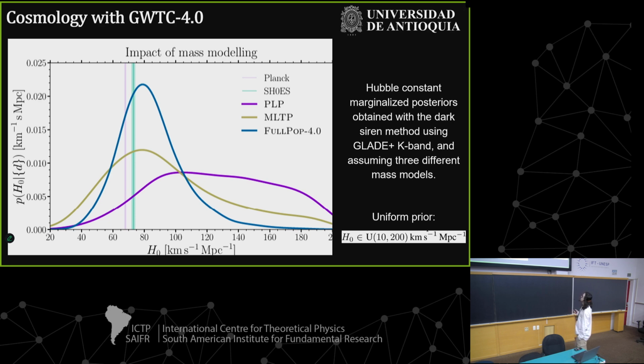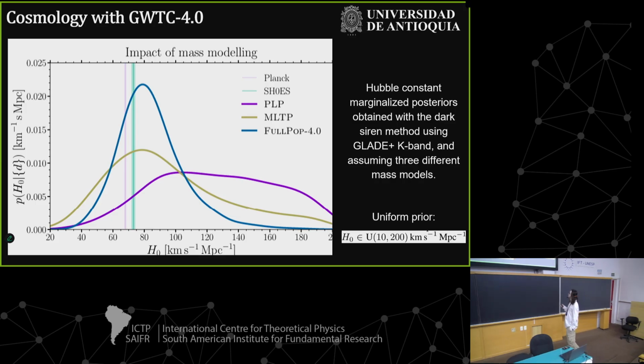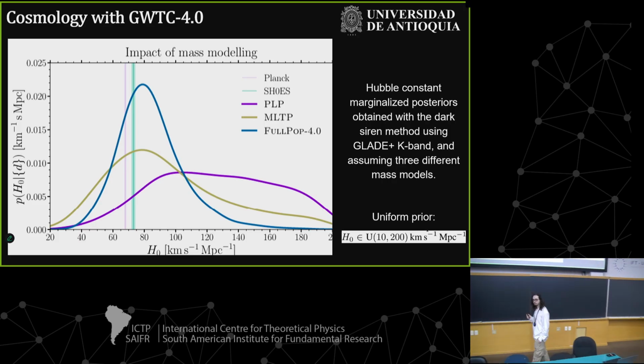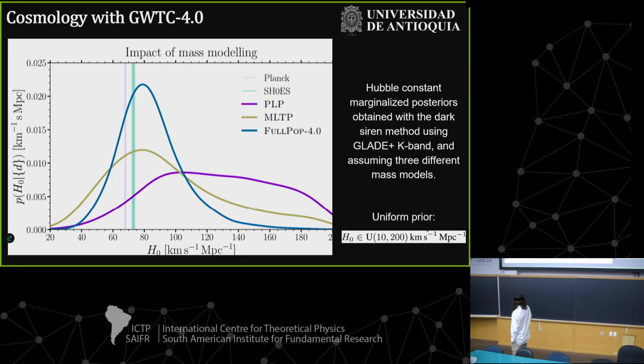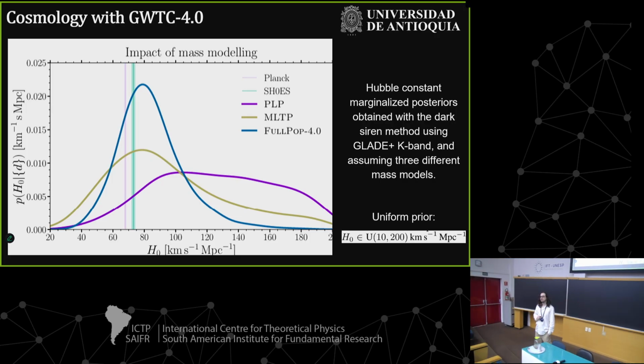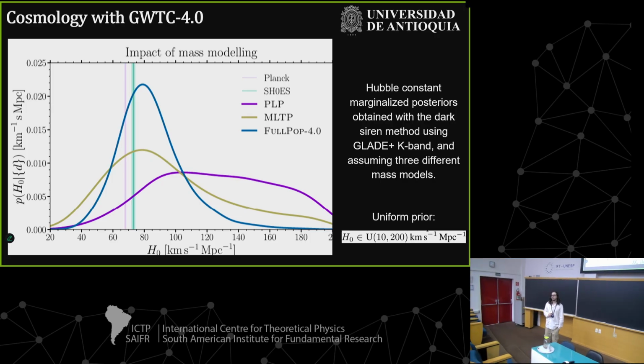So for the power law peak model, we have this magenta curve here. For the multi-peak, we have the yellow one here. And for the full pop, we have this blue curve here. And the prior on H0, as I was telling you before, is a uniform prior between, in this case, 10 to 200 kilometers per second per megaparsec. In this plot, is there a huge degeneracy between H0 and astrophysical parameters? Yes, yes, of course.